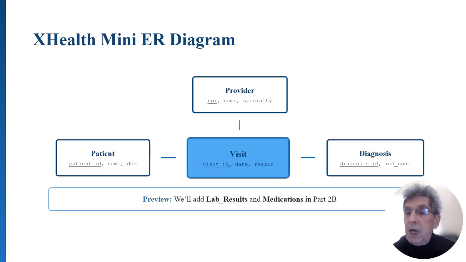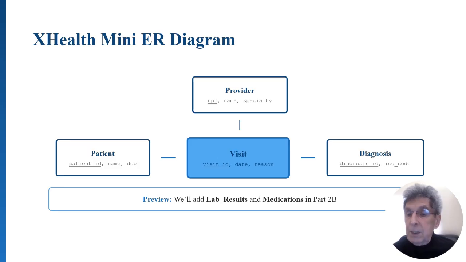Here's an example of the ER diagram for part of our xHealth database. We have 4 entities: the patient with attributes patient ID, first name, last name, date of birth, gender. Then visit with visit ID, patient ID, provider ID, visit date, chief complaint. Provider with provider ID, first name, last name, NPI, specialty. Diagnosis with diagnosis ID, visit ID, ICD-10 code, SNOMED code.